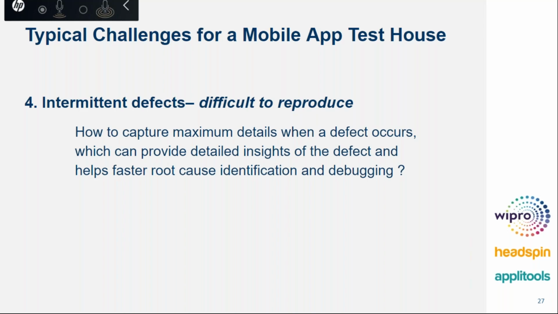The fourth challenge is the intermittent defects, right? The challenge is how to handle the intermittent defects. You will see lots of intermittent defects which are difficult to reproduce in a mobile application testing cycle. Hence, the challenge is how to capture maximum details when a defect occurs, which can provide detailed insight into the defect and help faster root cause analysis and debugging.